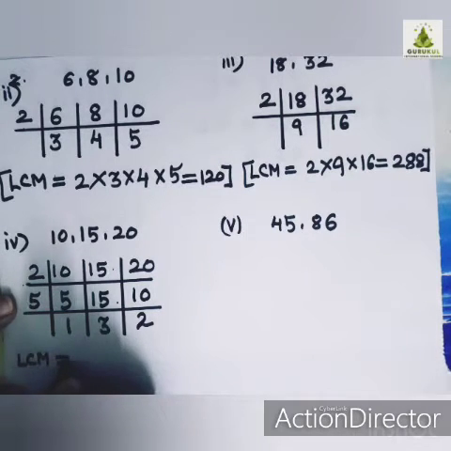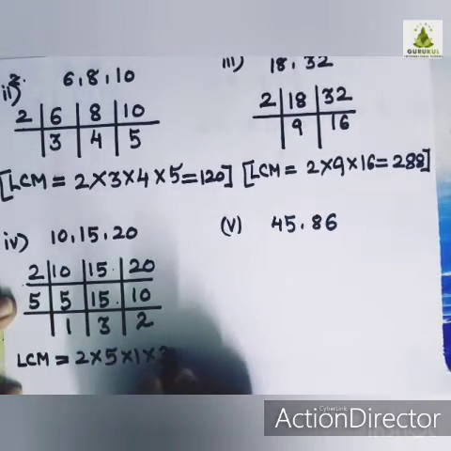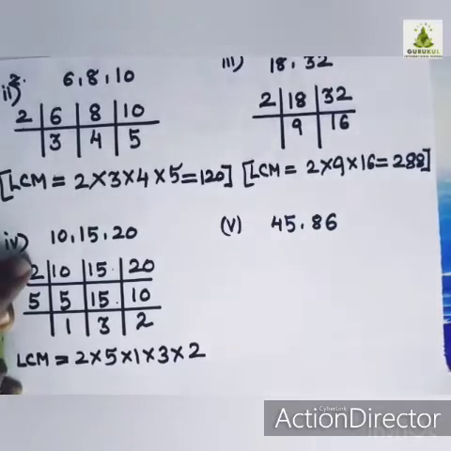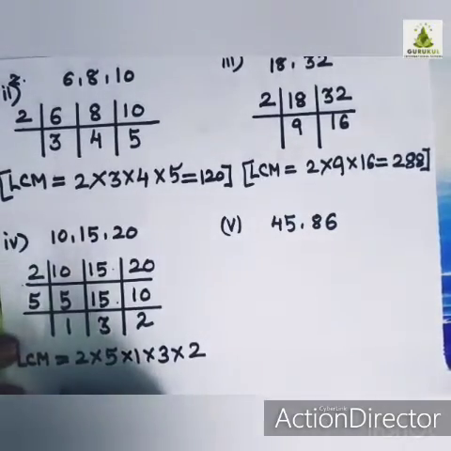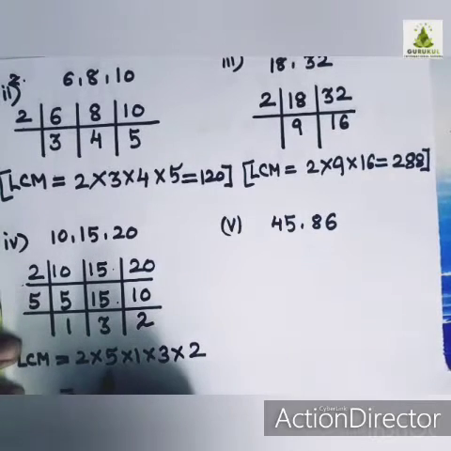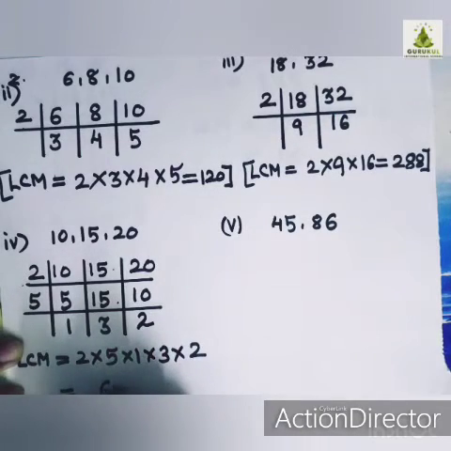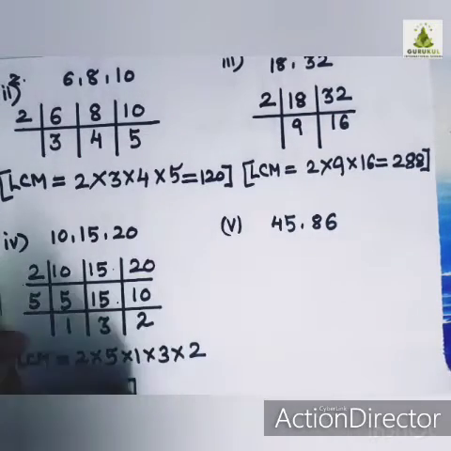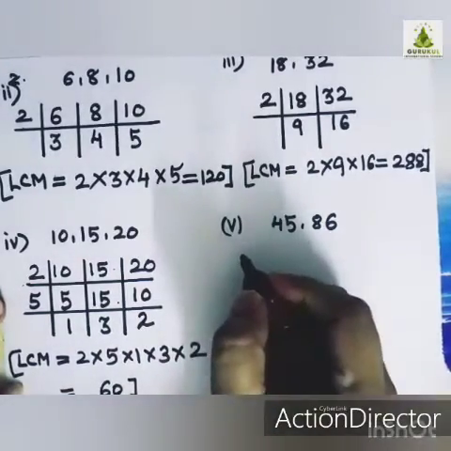Now write down the LCM. LCM is equal to 2 into 5 into 1 into 3 into 2. In short, we have to write all the factors, this side and down side. So what is the number? 2 5s are 10, 10 1s are 10, 10 3s are 30, 30 2s are 60. So this will be the answer for fourth one. Let's see the fifth one.